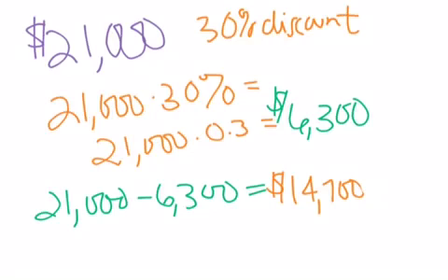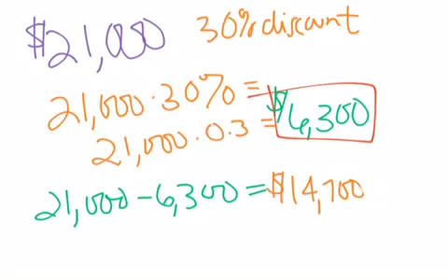Okay? So, if you want to know the selling price, you multiply that percent in decimal form times the original number. You get your first number, or the amount of loss that you would have. Then you subtract that from your original number to get your selling price.